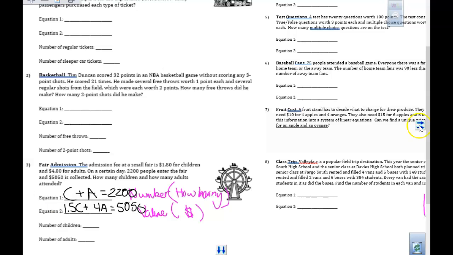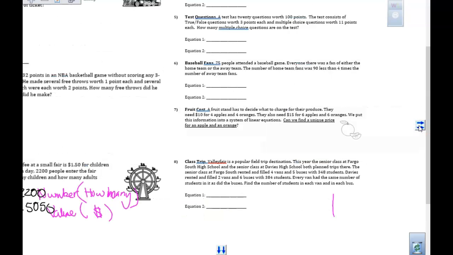Okay? Another one that someone had mentioned was number 6. Number 6 says, baseball has 75 fans that attend the game. Everyone that was there was a fan of either the home team or the away team. And the number of home fans was 90 less than 4 times the number of away fans.